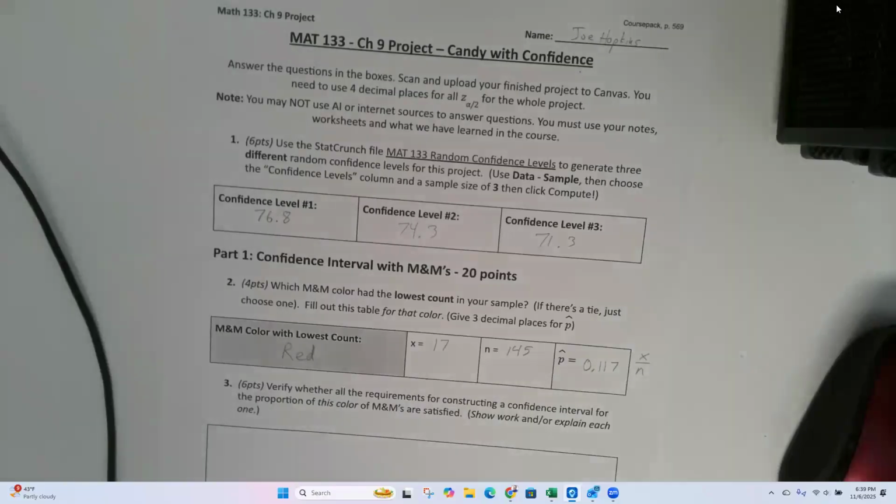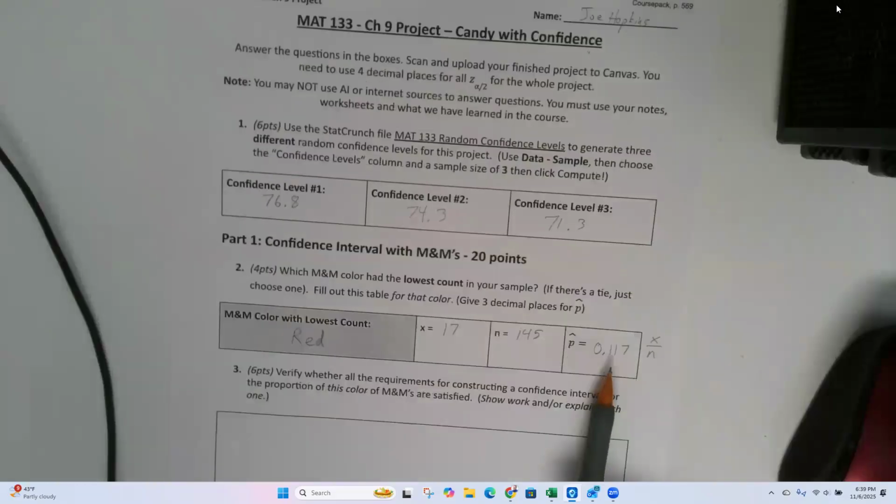Anyway, for this particular case, we actually know what the p value is. We know that M&Ms makes the same number of M&Ms of each color. So we actually know that 1/6 of all M&Ms are red. But we're going to pretend that we don't know that, because in a normal experiment, you can't know the p.